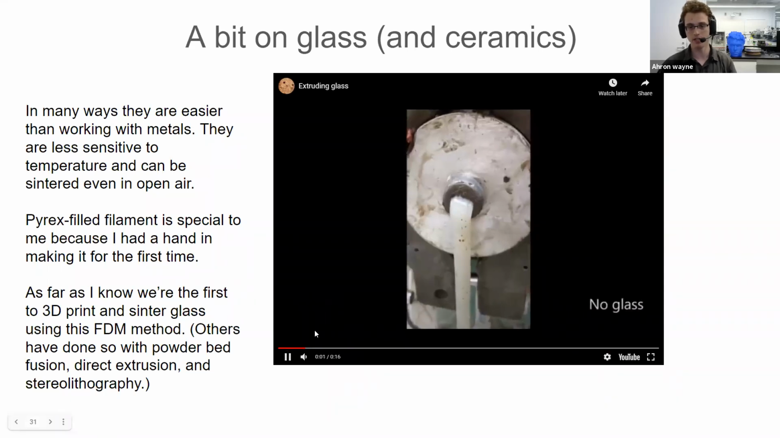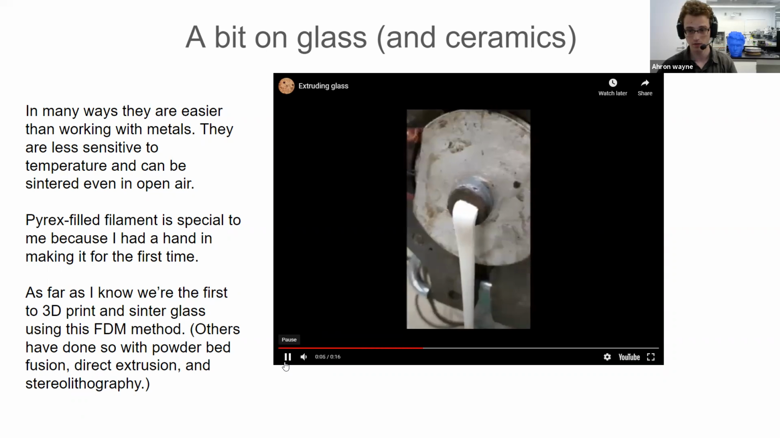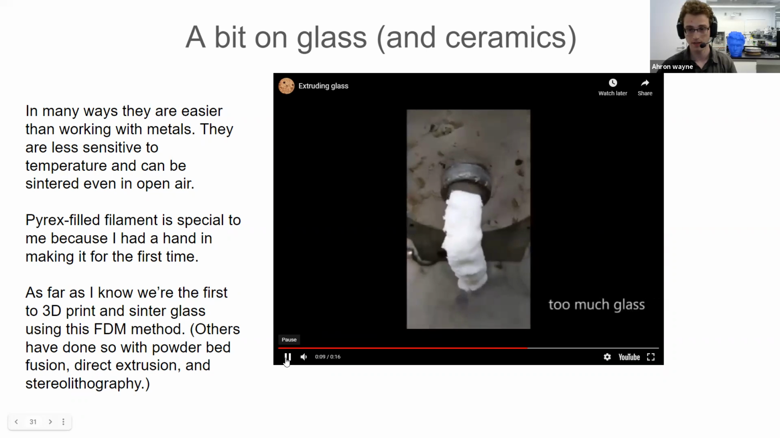So one more time, it's actually a little bit dirty, but this is just pure plastic, pure PLA. Here it's mixed with glass. And then here it's too much glass, where it's a good material, but it's not 3D printable. You can't extrude it into a fine enough wire to 3D print easily. And as far as I know, we're the first people to actually do this for regular 3D printers.